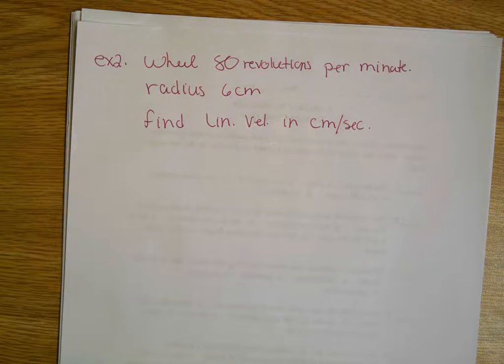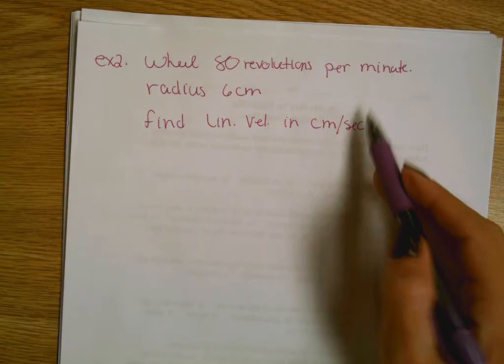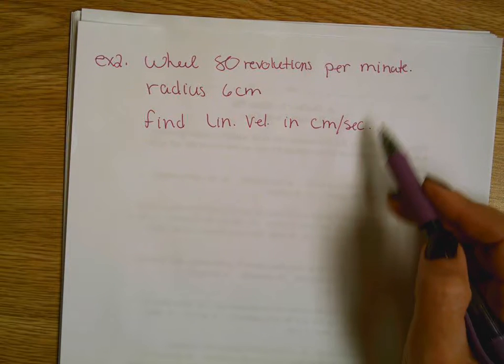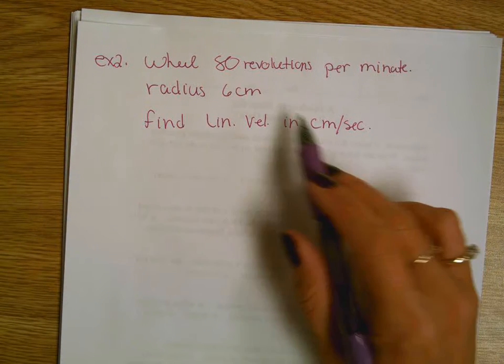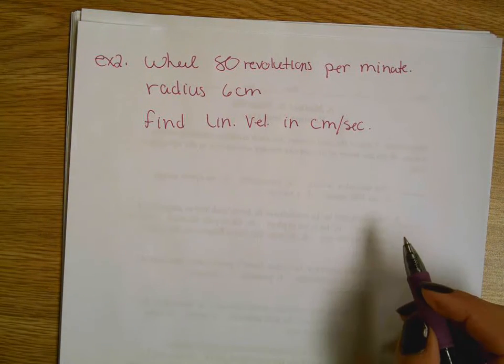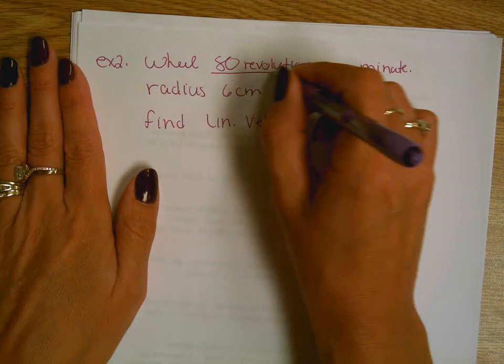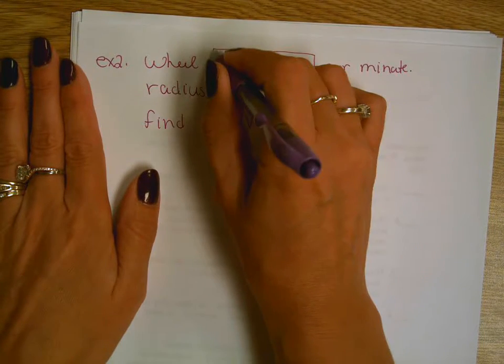Okay, the problems are going to start to get a little tricky. Do you see any red flags in this problem? Ben? Yeah, you've got a minute unit here and a second unit here. That's a little red flag. We're going to fix something. The centimeters are okay. So, let's go back. 80 revolutions. We just had this.